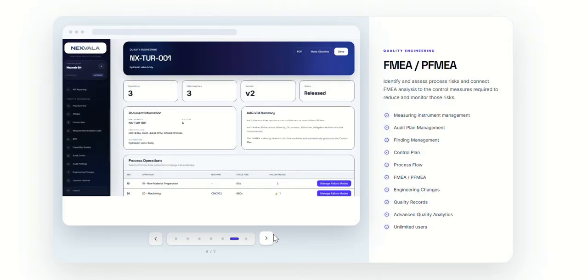The FMEA, PFMEA, process FMEA, where we will go to define and describe the failure modes for each phase of our process. So it will all be exportable to PDF. It will all be easy, let's say, to fill out.